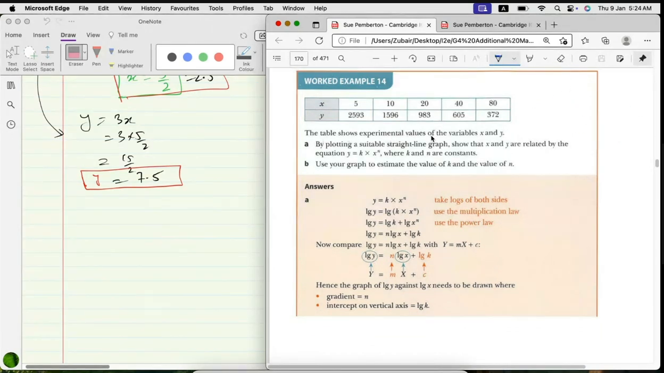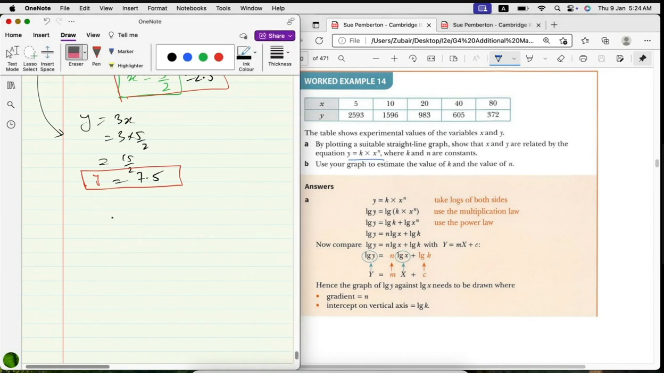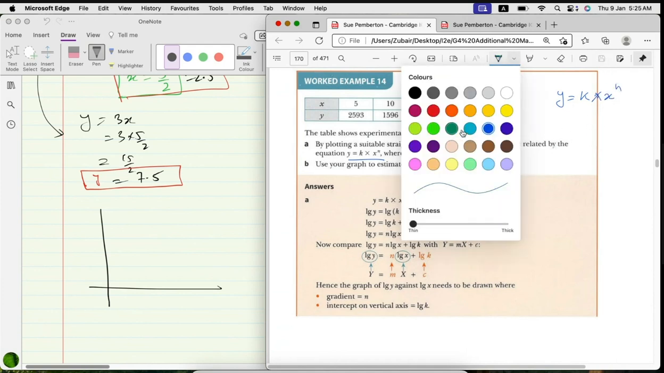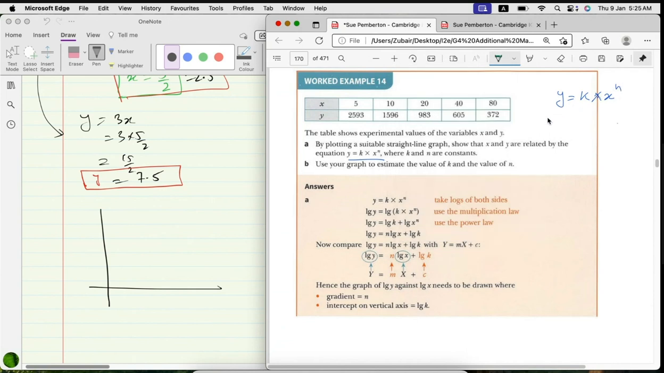So the table shows the experimental values of the variables x and y. By plotting a suitable straight line graph, show that x and y are related by the equation, by drawing a suitable straight line graph. So when the equation is this, I would know that y equals k times x raised to the power n. So basically, I'm applying log on both sides to get rid of that n, to bring that down.